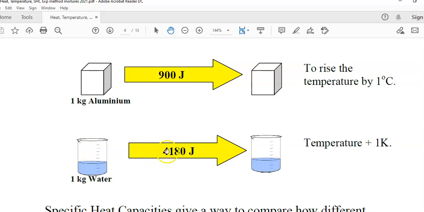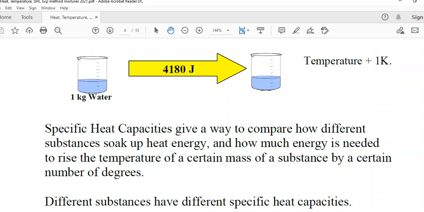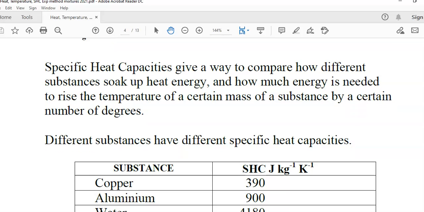Water has a notoriously high specific heat capacity because if you have 1 kilogram of water and you want to raise its temperature by 1 degree, you have to add a whopping 4,180 joules of energy to the 1 kilogram of water to raise its temperature by 1 degree Kelvin. Water has a particularly high specific heat capacity, and we're going to see advantages and disadvantages of that fact very shortly.